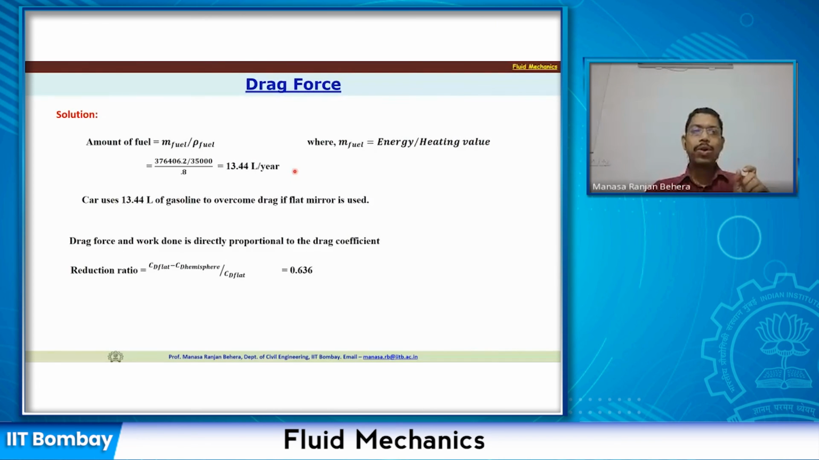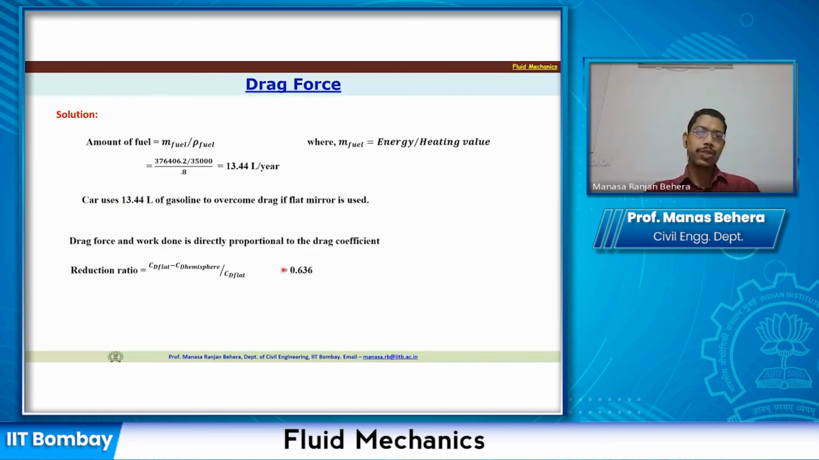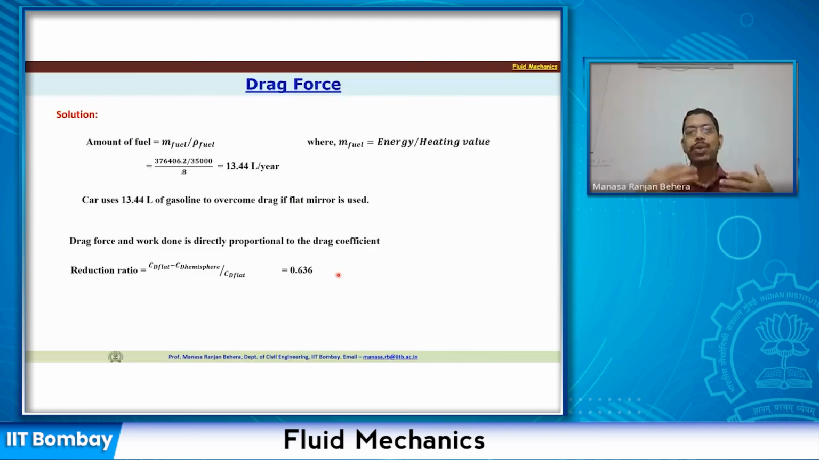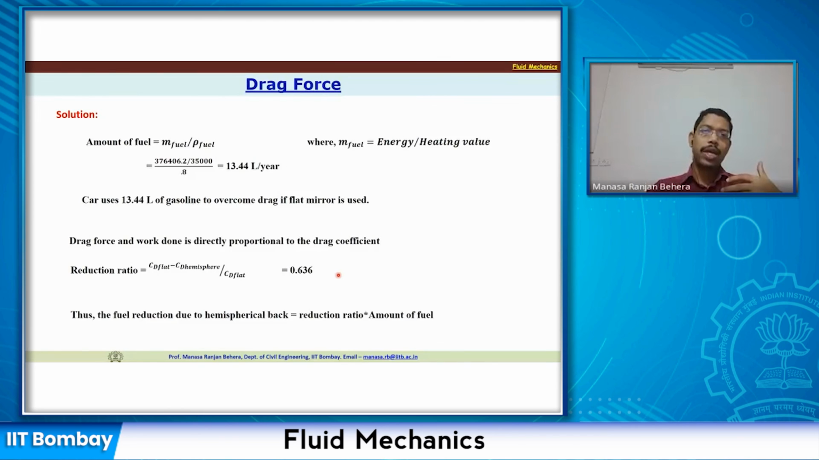The reduction ratio is nothing but the drag coefficient of the flat plate minus the drag coefficient of the hemispherical back mirror, divided by the drag coefficient of the flat plate, which is 0.636. That much reduction will happen if you just replace this flat mirror with a hemispherical back mirror. The fuel reduction due to the hemispherical back equals the reduction ratio multiplied by the amount of fuel, and we see that approximately 8.39 liters, or 8.4 liters, of gasoline is saved just by replacing the back mirror.